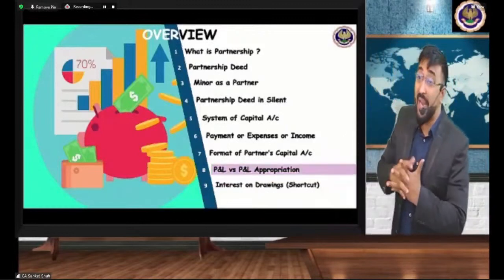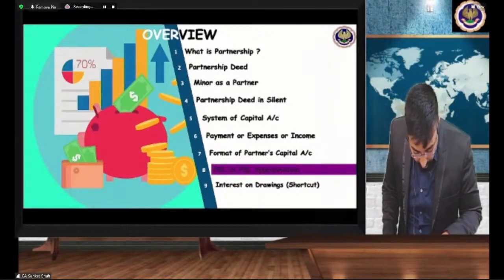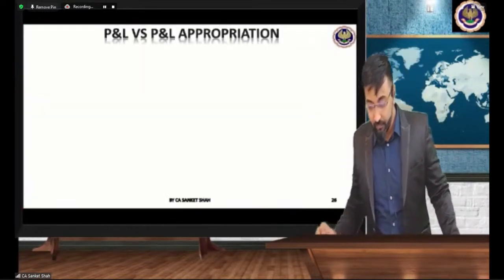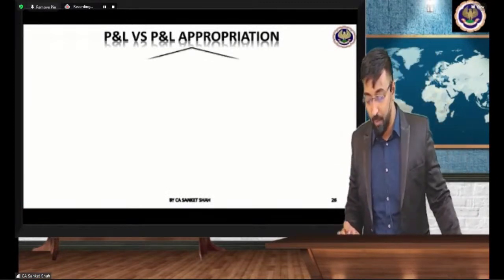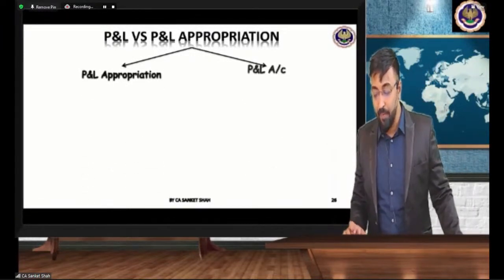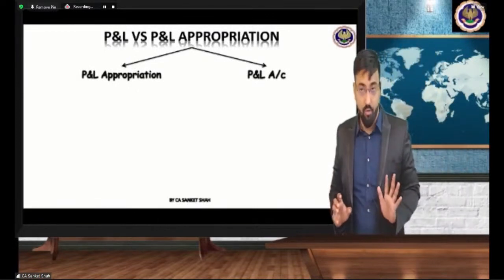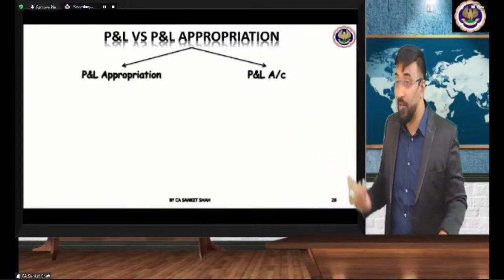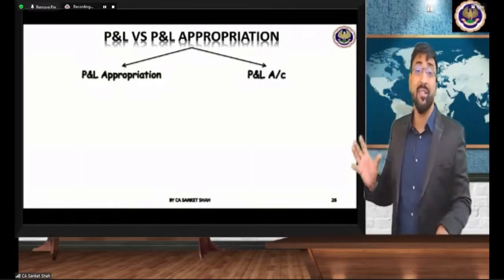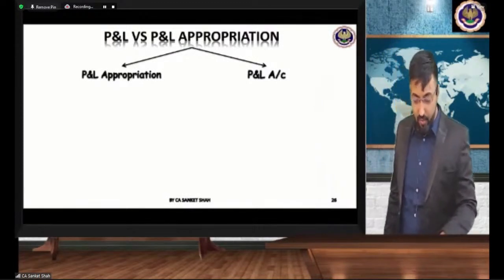What is the difference between P&L and P&L appropriation? So who will tell me the answer? What is the difference between these two? P&L versus P&L appropriation. Write it down. P&L appropriation is only if there is a profit. Remember, in company final accounts, this P&L appropriation has a different meaning, and in case of partnership, it has a different meaning. So I just want to check your 12th standard knowledge. What is the difference between P&L appropriation and P&L account? Anyone who is answering very fast.